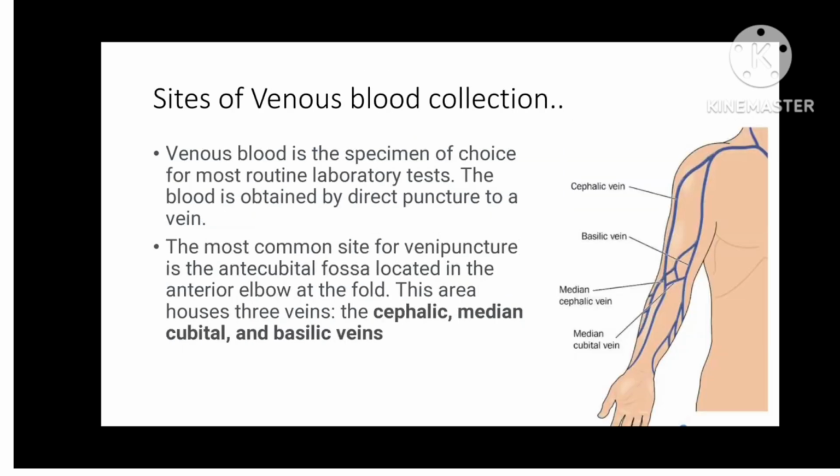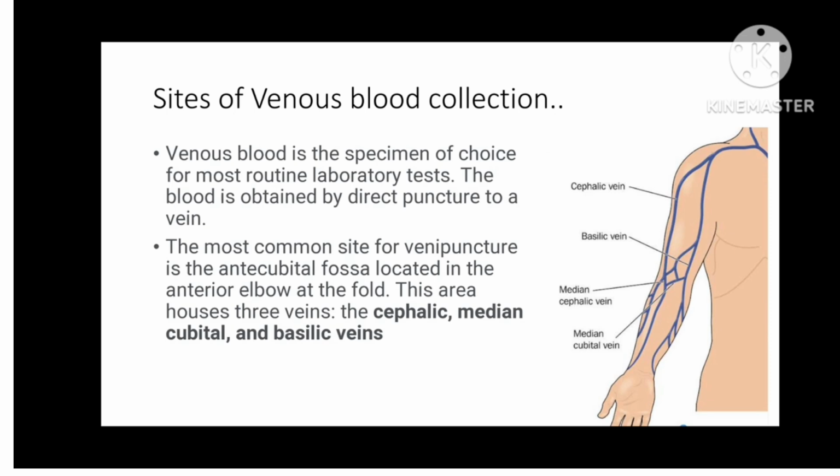Okay, next we are going to see the sites of venous blood collection. Venous blood is the specimen of choice for most routine laboratory tests. The blood is obtained by direct puncture to a vein. The most common site for venipuncture is the antecubital fossa located in the anterior elbow at the fold. This area houses three veins, the cephalic, median cubital and basilic veins. You can see the veins marked in the picture.